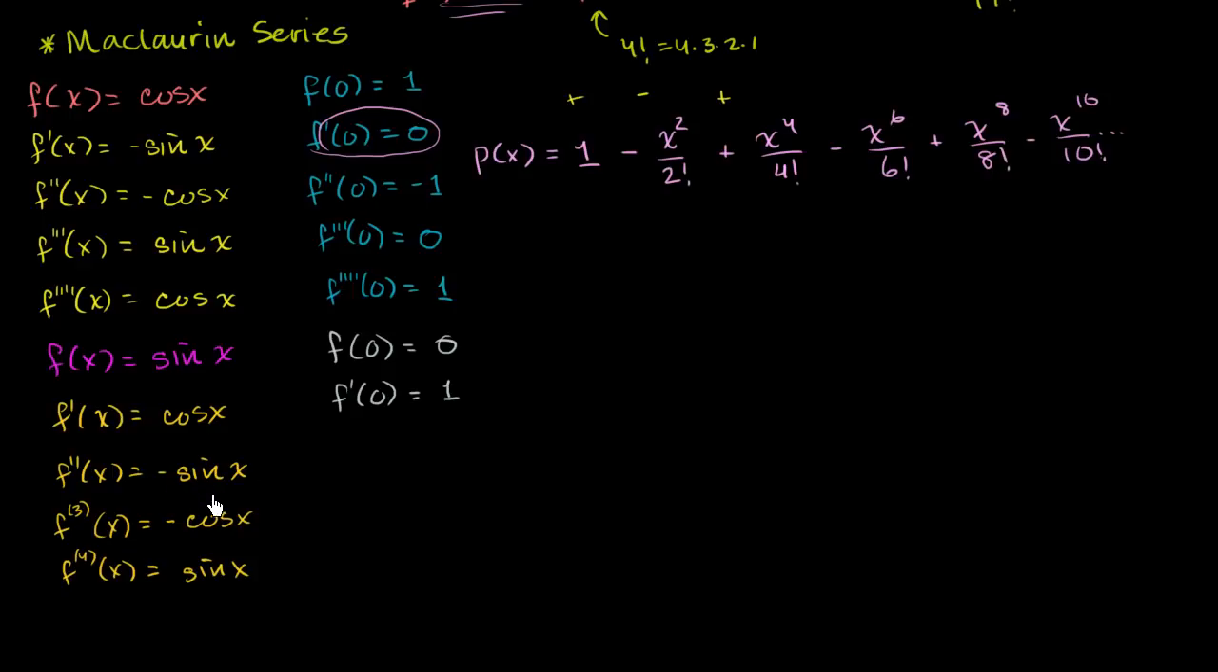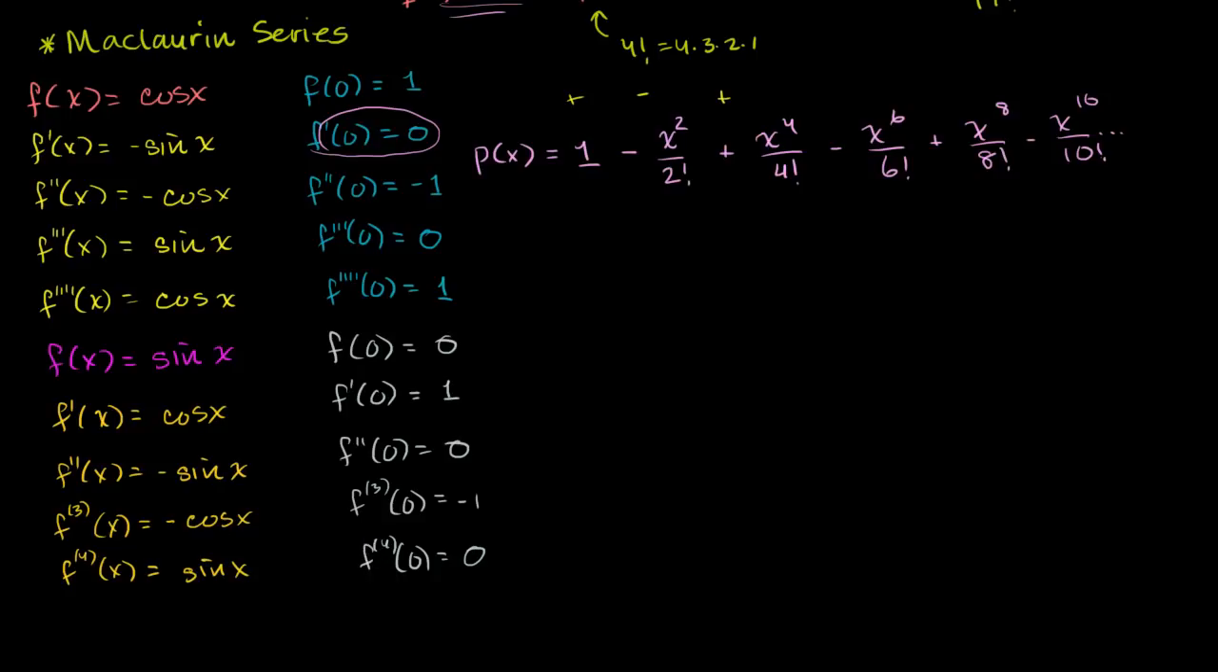Negative sine of 0 is going to be 0. So f prime prime, the second derivative evaluated at 0, is 0. The third derivative evaluated at 0 is negative 1. Cosine of 0 is 1, and you have a negative out there, so it is negative 1. And then the fourth derivative evaluated at 0 is going to be 0 again. We could keep going, but once again, it seems like there's a pattern: 0, 1, 0, negative 1, 0. Then you're going to go back to positive 1, so on and so forth.